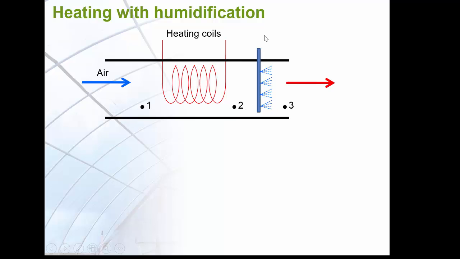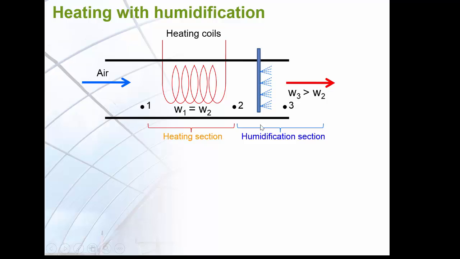From state two to three, we add some moisture, some steam, to the air, to increase the relative humidity and the absolute humidity of the air. So here is the heating section, and here is the humidification section. So this is a combined process of heating with humidification. Remember that during the sensible heating process at the heating section, the absolute humidity remains constant. However, because of the addition of steam here, the absolute humidity at the final state, at state 3, will be higher than the humidity ratio or absolute humidity of air at state point two.